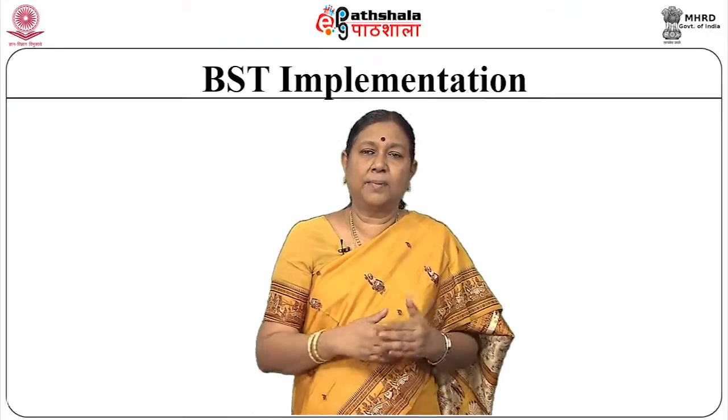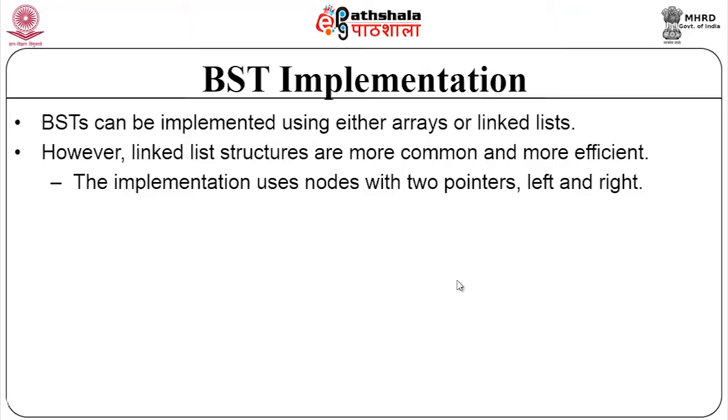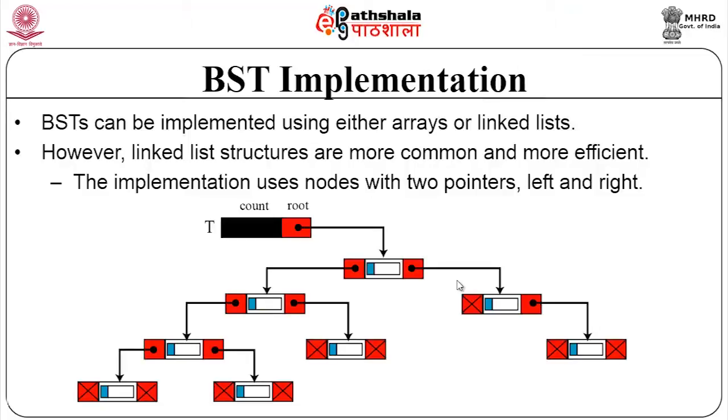Now, let us look at the binary search tree implementation. A binary search tree can be implemented using either arrays or linked lists like any data structure, but a linked list seems to be more suited and more efficient as far as binary search trees are concerned. Similar to the linked list or pointer implementation of a binary tree, the implementation uses nodes with 2 pointers, left and right, as we did in the binary tree.